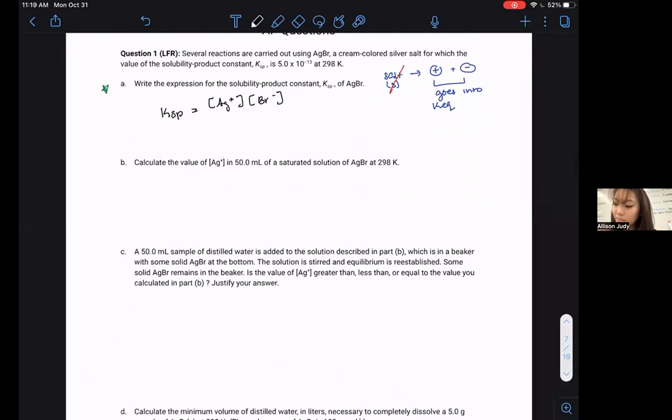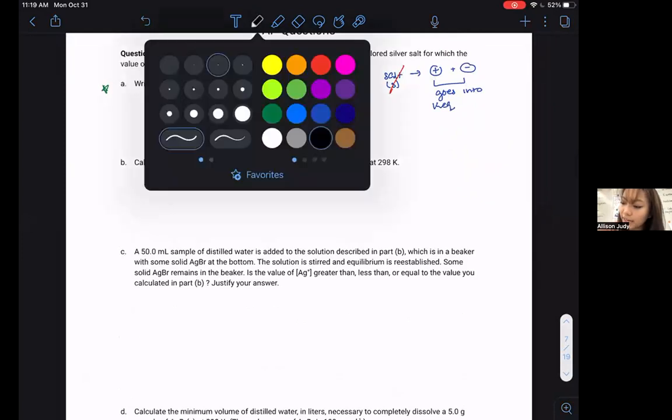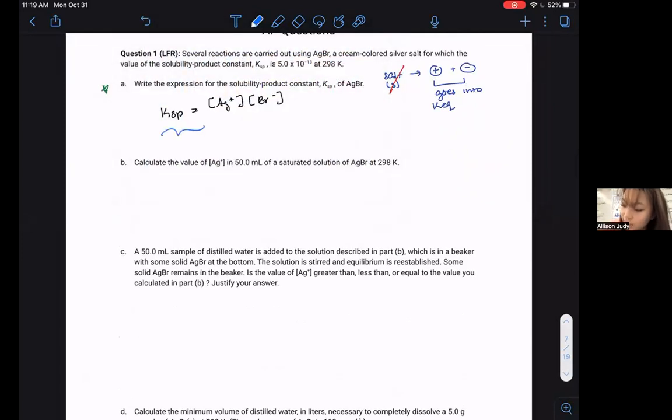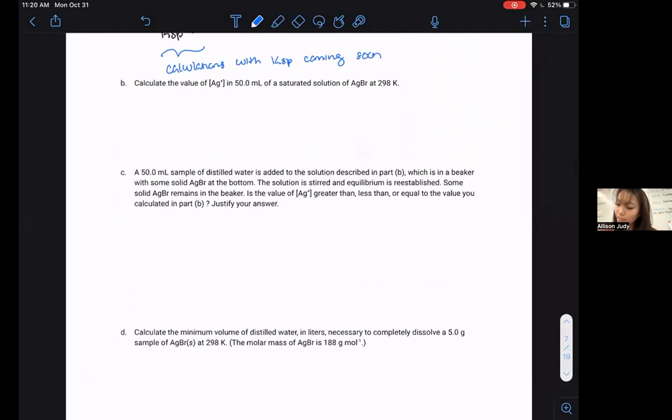So hopefully that made sense. And by the way, I believe in about 2 days, I'm going to dig into KSP math calculations, coming soon. KSP is just like a specific expression of K, revolving around specifically ionic compounds.